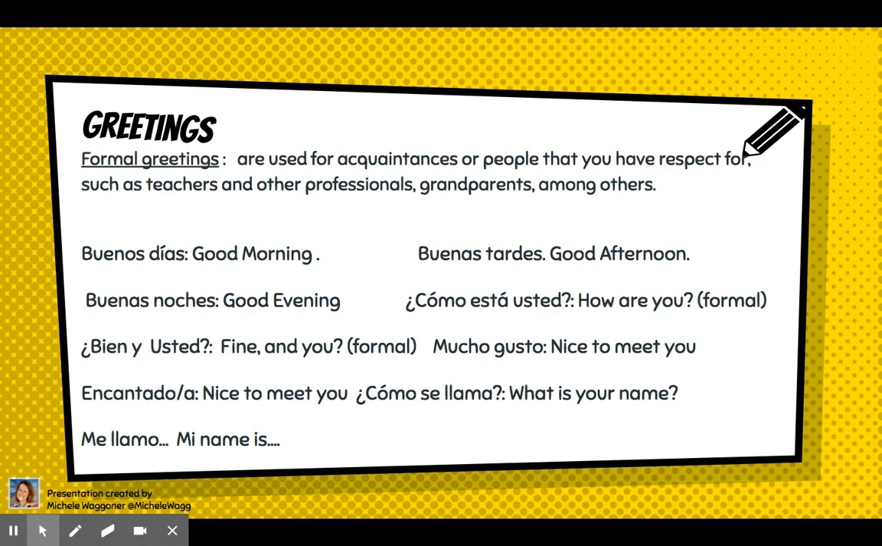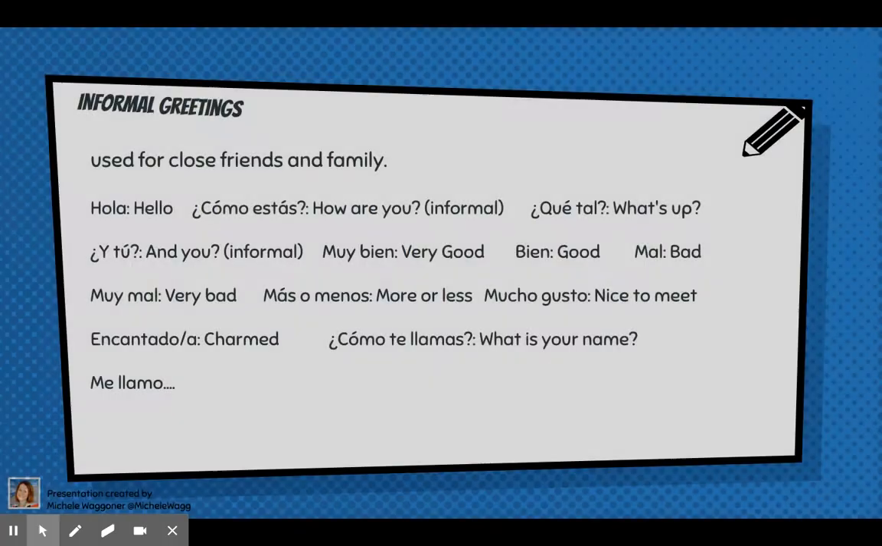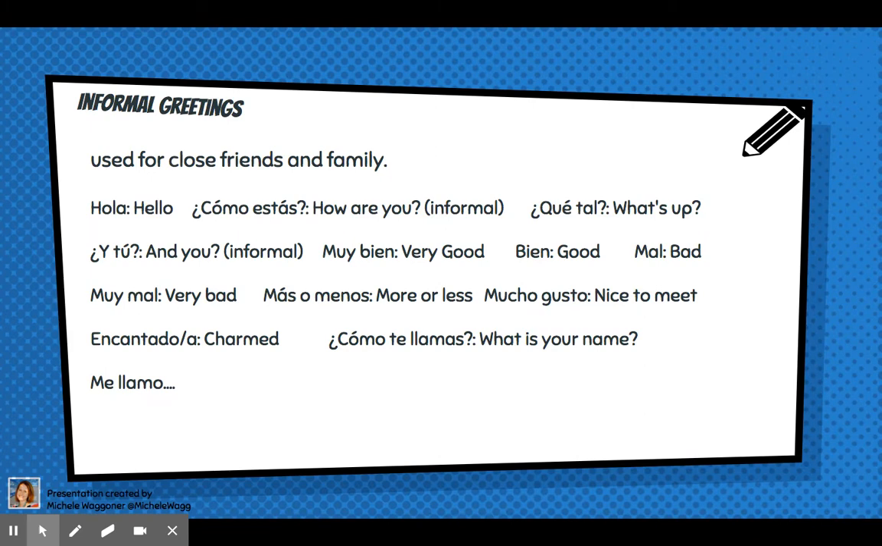And then mucho gusto, which is nice to meet you. Encantado, encantada, nice to meet you. ¿Cómo se llama? What is your name? Okay, so just keep in mind that when you're formal and when you're getting to know people, you have to be super polite. This is also about Latin culture. When we're getting to know people, we're super polite, and then as we get to know people, we are a little bit more informal.